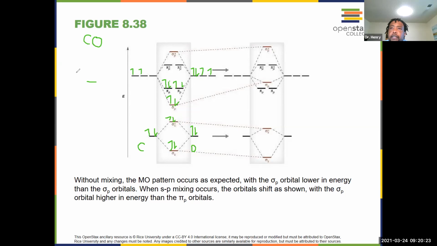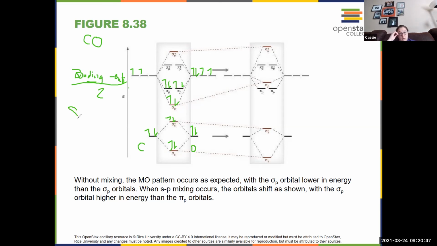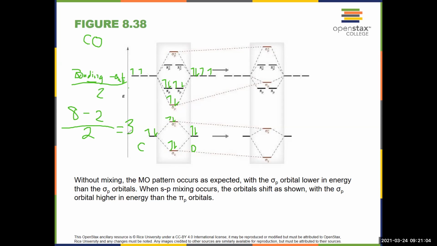So if we have this, bonding minus anti-bonding, divided by 2. How many bonding? 8. Anti-bonding? 2. 3. Triple bond. Okay.